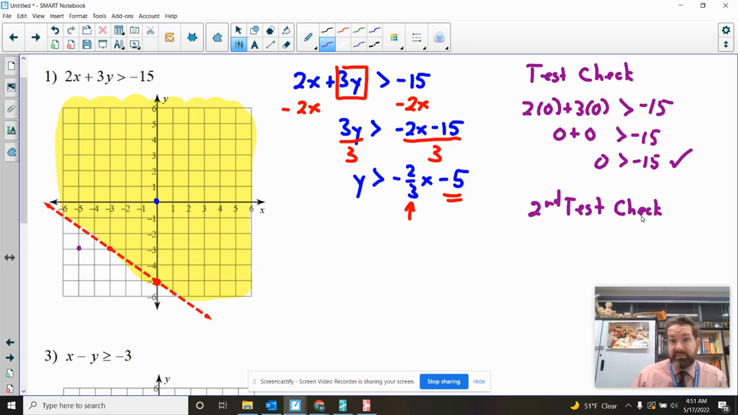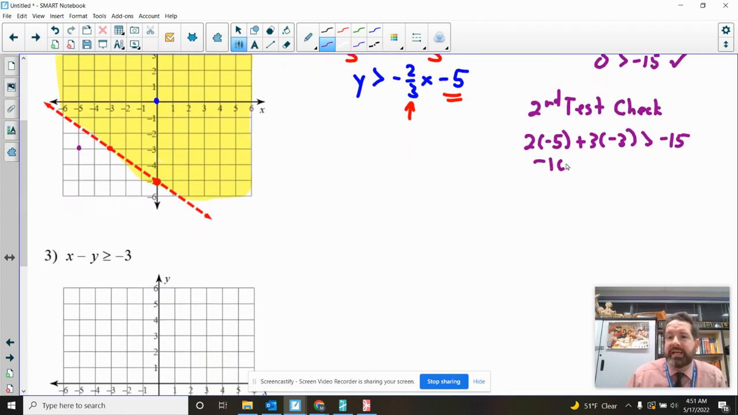This one I want to be false, right? Because I picked a point that is not in the shaded area. So if I go 2 times the x, and the x is negative 5, plus 3 times the y, and the y is negative 3, I'm checking to see, is that greater than negative 15? Let's see.